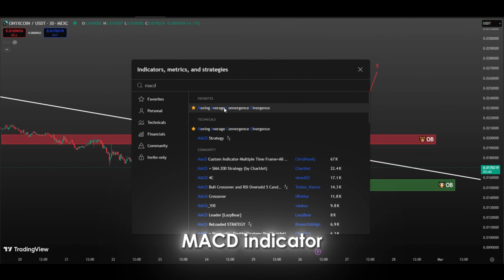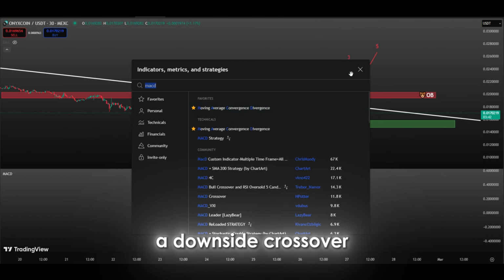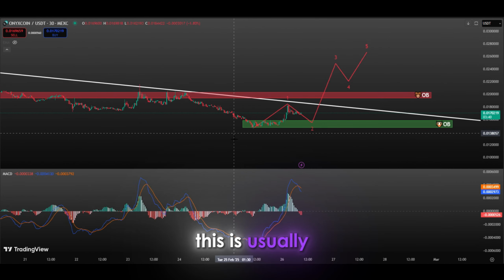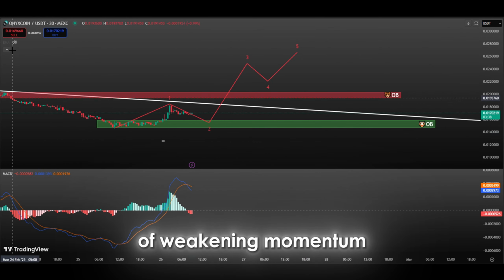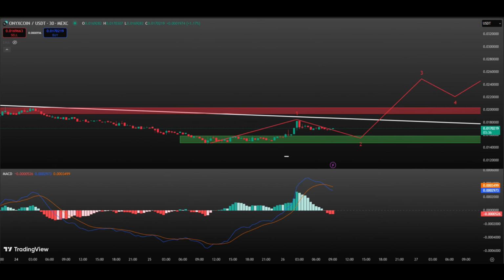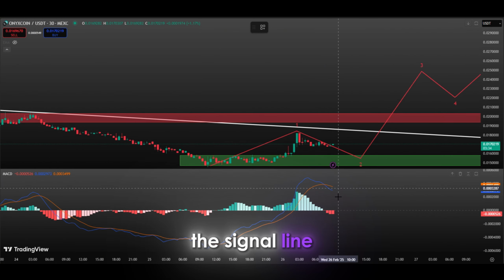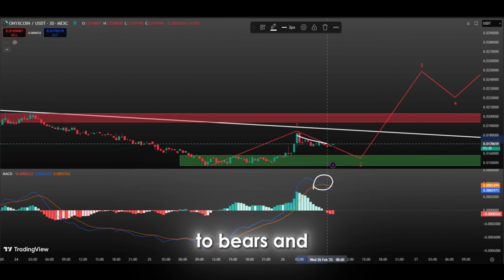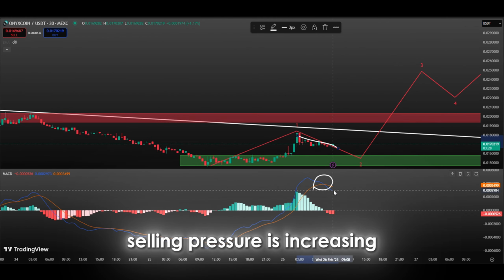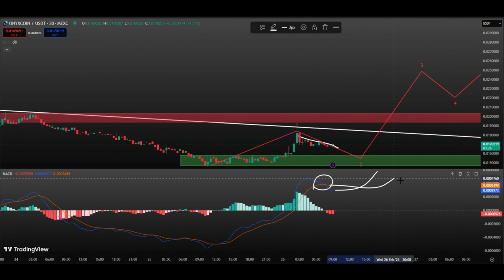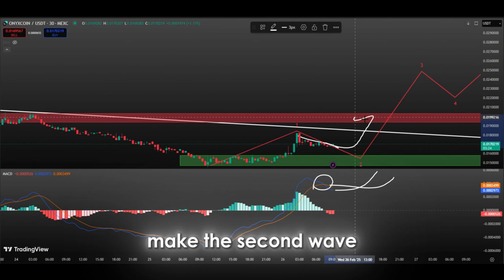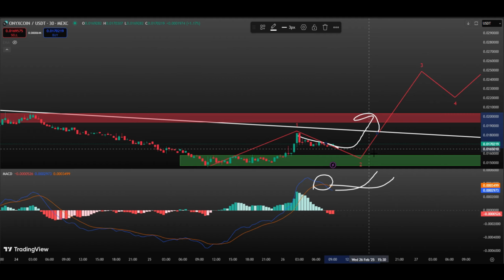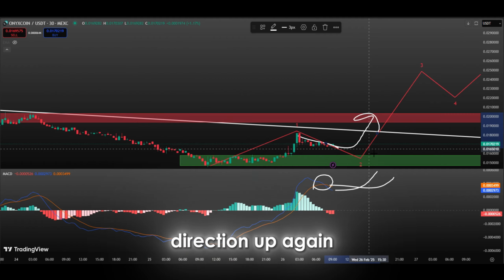Looking at the MACD indicator, there's currently a downside crossover from the top. This is usually considered a sign of weakening momentum and strengthening bearish sentiment. When the MACD line crosses the signal line from top to bottom, it indicates that the market has switched from bulls to bears, and selling pressure is increasing. But there is no need to worry. It should already make the second wave as the Elliott wave. After that, it will turn its direction up again.